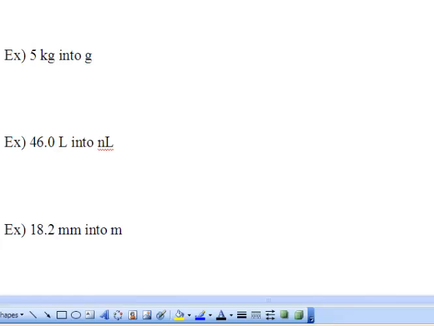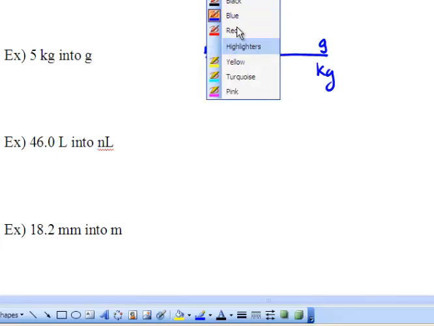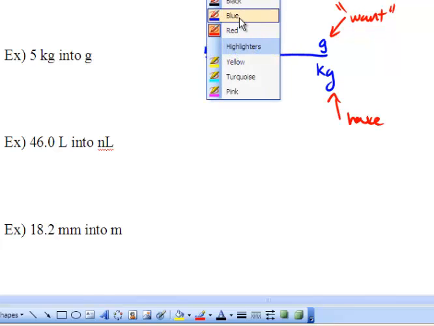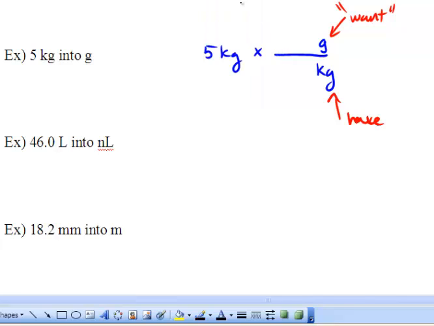So we go 5 kg, kilograms, and we're going to get it into grams. So whatever we want goes on top, and whatever we have goes on the bottom so that we can cancel. And let's just write this down. This is what we want, and this is what we have. And then we look on our conversion chart, and 1 always goes with our prefix.